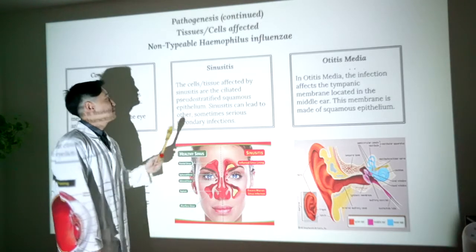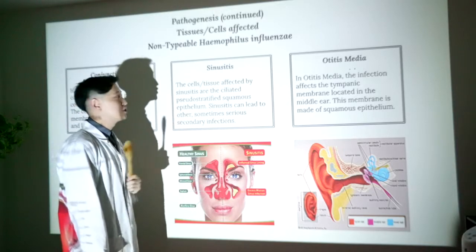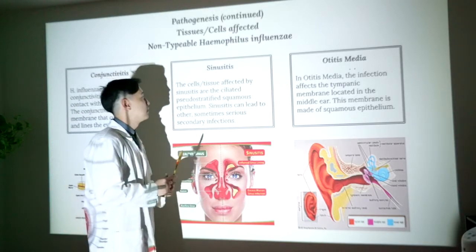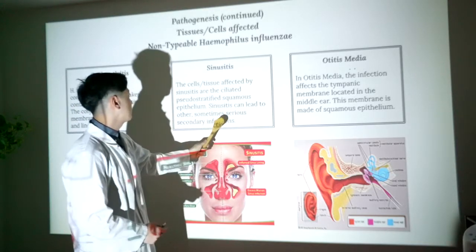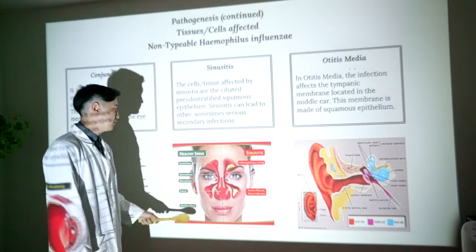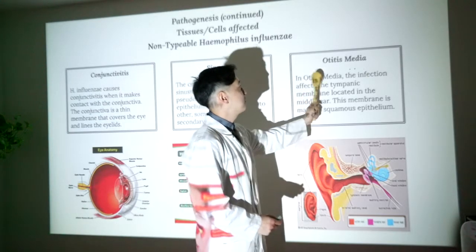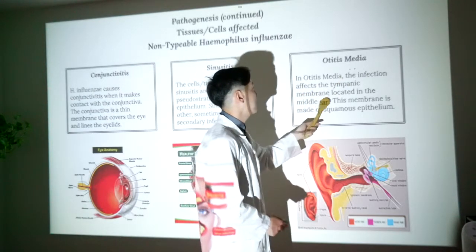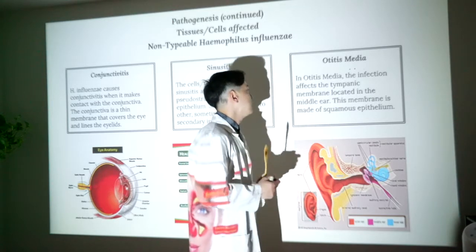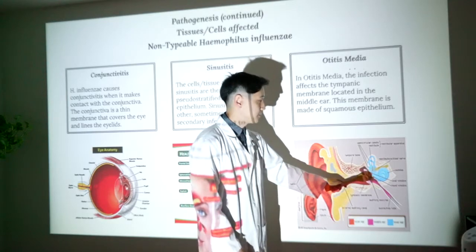With sinusitis, the cells and tissues affected are ciliated, pseudostratified squamous epithelium. Sinusitis can lead to other, sometimes more serious secondary infections. These are your major sinuses over here. In the case of otitis media, the infection affects the tympanic membrane located in the middle ear. This membrane is made of squamous epithelium. Here.